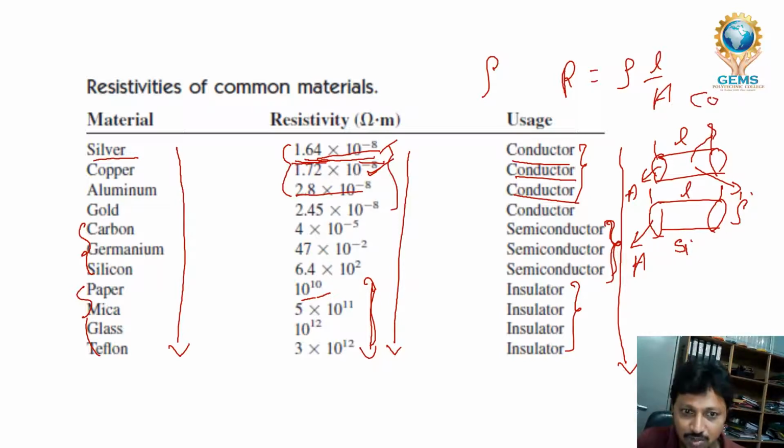What is the copper resistivity? Copper resistivity is 1.72 into 10 power minus 8. The silver resistivity is 1.64 into 10 power minus 8. So what happened? Though the material size is the same, based on the resistivity, the resistance will change. This is the equation. This is the important equation one should remember, right?